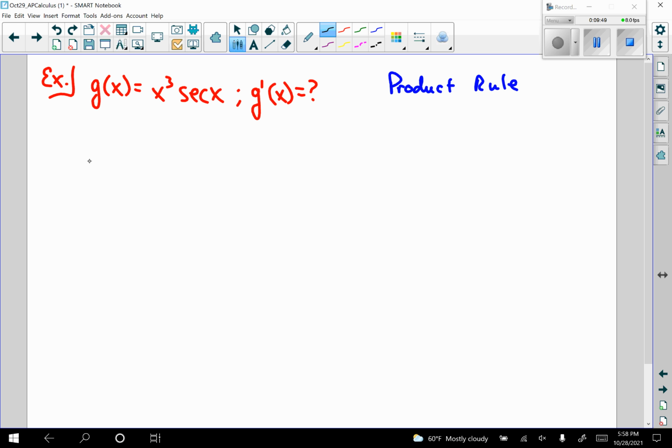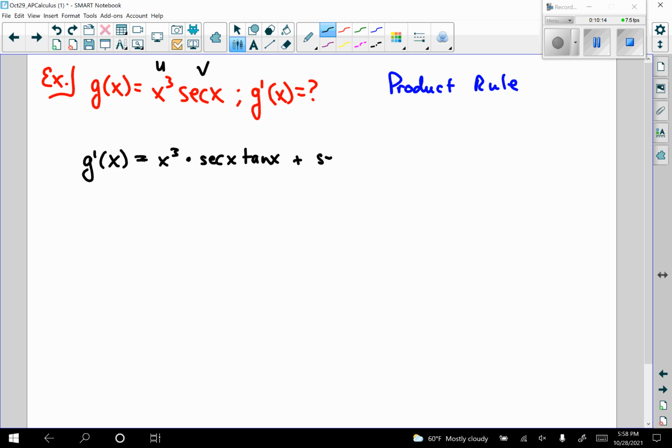All right, so let's see how you did. So I'm going to call x cubed my u, secant x my v. So we need u v prime. So that's going to be x cubed times the derivative of secant x. Remember, one way to remember this is it's going to have secant x in it. It's positive. It was one of the ones on the left side. It's going to have secant x in it. It also has tangent x. So there's my u v prime.